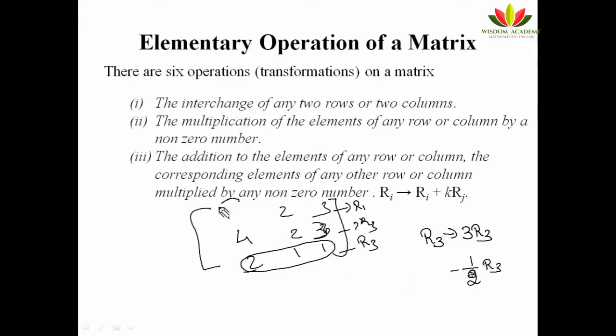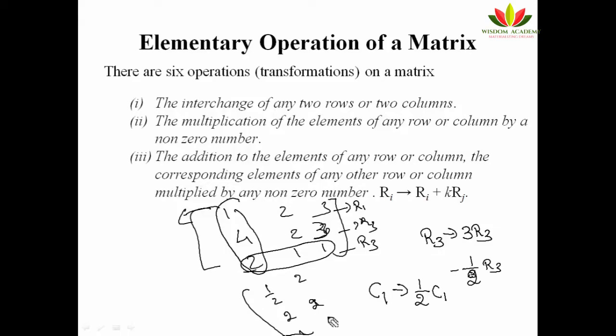Similarly, I can do it for a column. When I am doing it for a column, I will represent it like this: C1 is going to change as 1 by 2 C1. So I will change this column with 1 by 2: 4 by 2 is 2, 2 by 2 is 1. So this is the fourth elementary operation. One depends on the row, another depends on the column. So this is third and this is fourth.